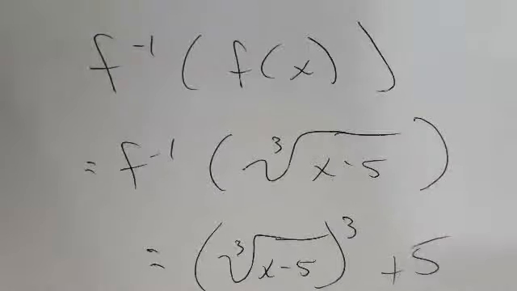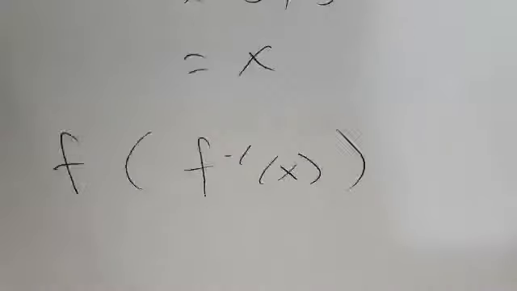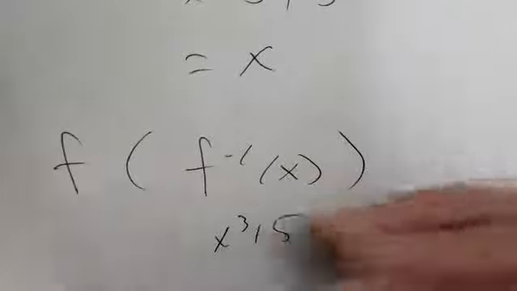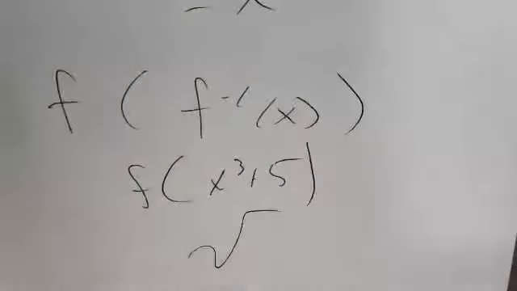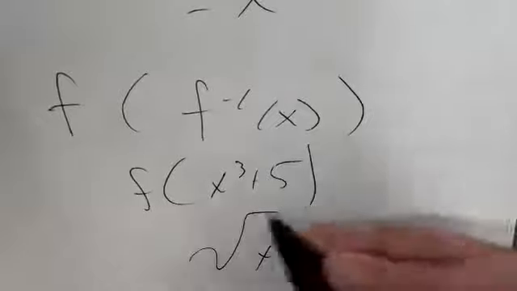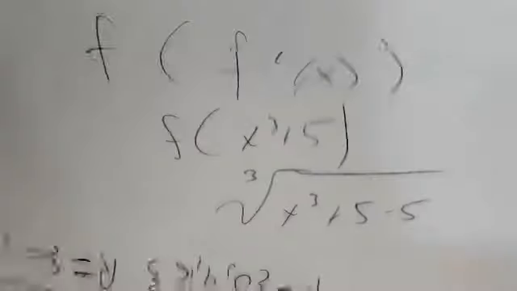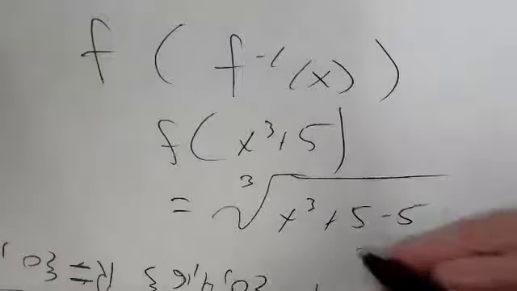So I did it one way. We should really do it both ways. I should also check f of f inverse of x. It should work both ways. So x cubed plus 5, I do a cube root of what? x cubed plus 5 minus 5. So either way you do it, you should be getting x.